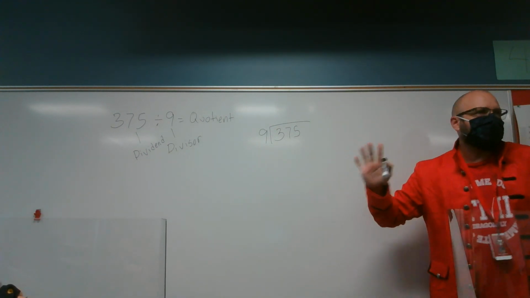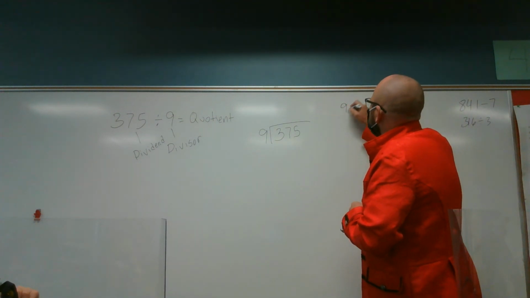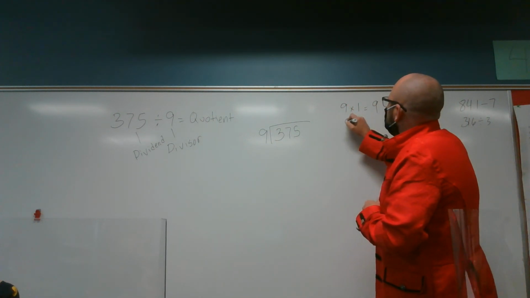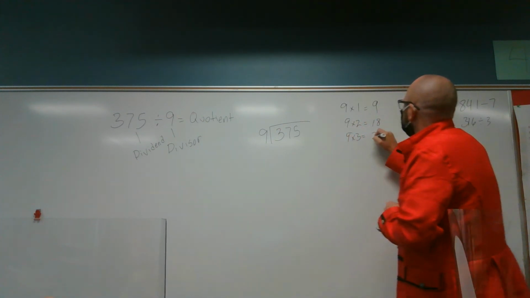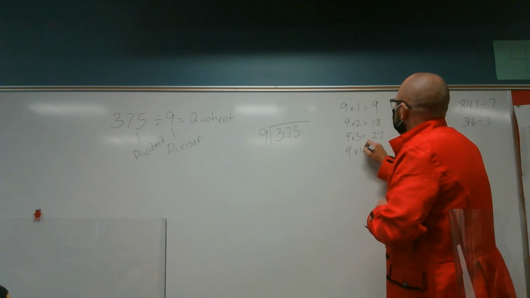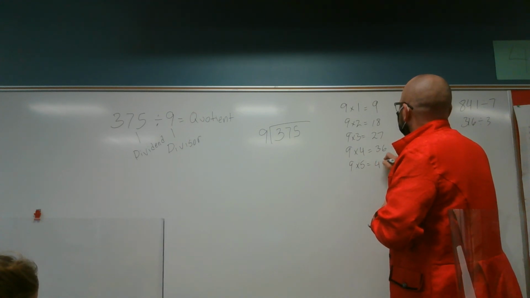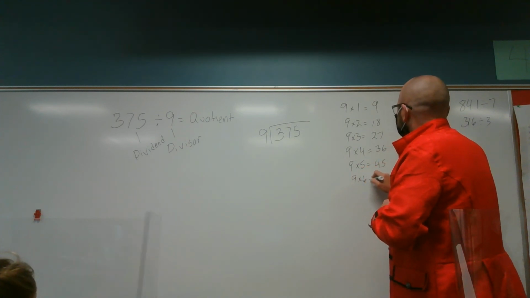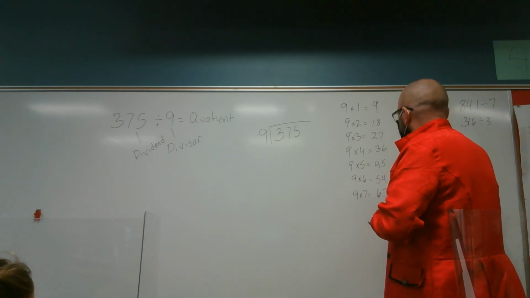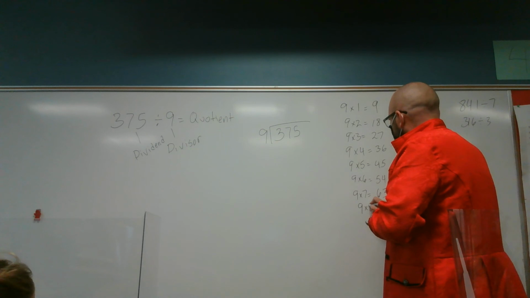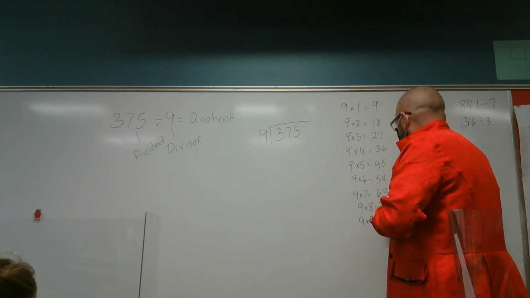So when I'm doing a division problem, I'm going to list the multiples first. So I'm going to go 9 times 1 is 9. 9 times 2 is 18. 9 times 3 is 27. 9 times 4 is 36. 9 times 5 is 45. 9 times 6 is 54. 9 times 7 is 63. 9 times 8 is 72. And 9 times 9 is 81.